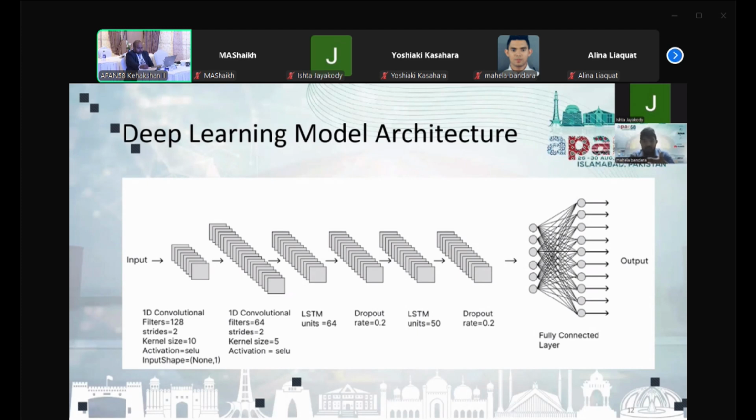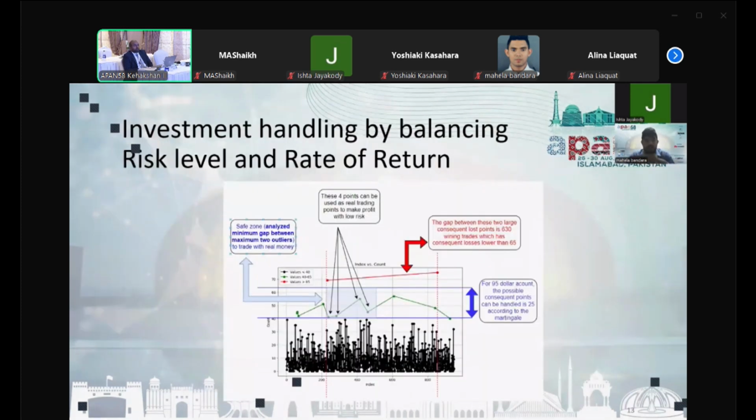Dropout layers were added to prevent overfitting, making the model more reliable across different datasets. The model processes recent market data and numerical sequences to ensure timely, relevant predictions. It outputs Q values that estimate potential rewards, guiding the DQN agent in making the best decision for the next trade. Investment handling by balancing risk levels and rate of return.